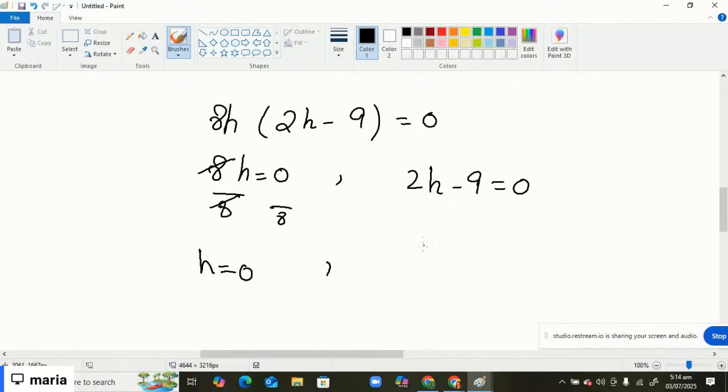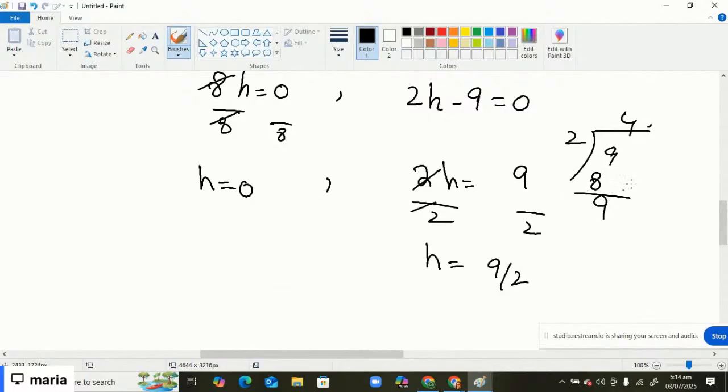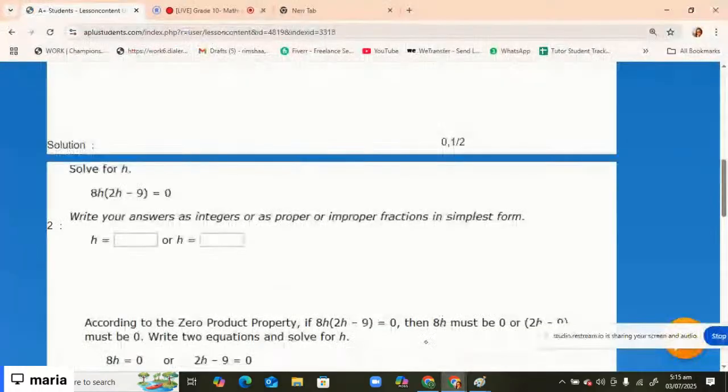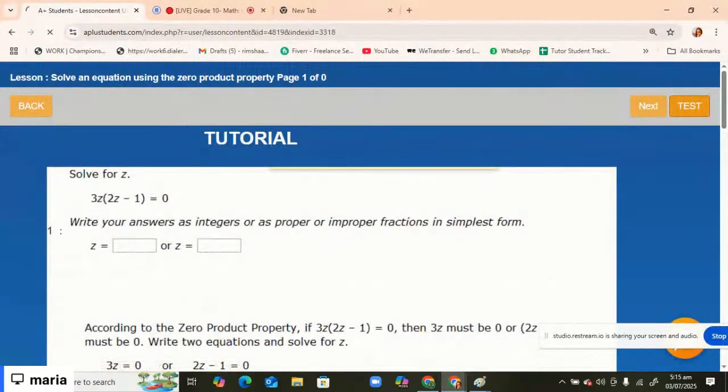Now for this we are going to put, first of all, 2h is equals to 9. Now dividing on both sides with 2, from this side it should be cancelled, so h is equals to 9 by 2. Or otherwise you can divide 9 over the 2. 2 times 4 is 8, so this is 4.5. Okay. So 0, 9 by 2 or 4.5. Let's do the test questions.